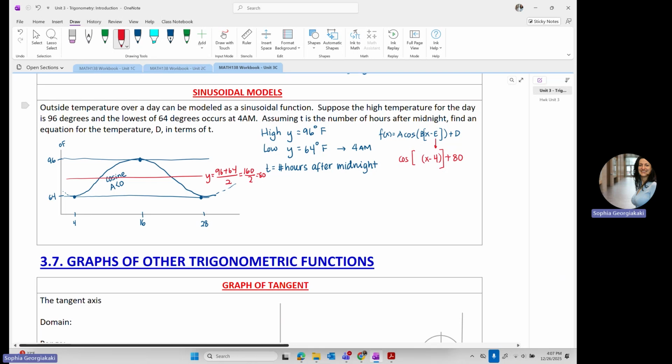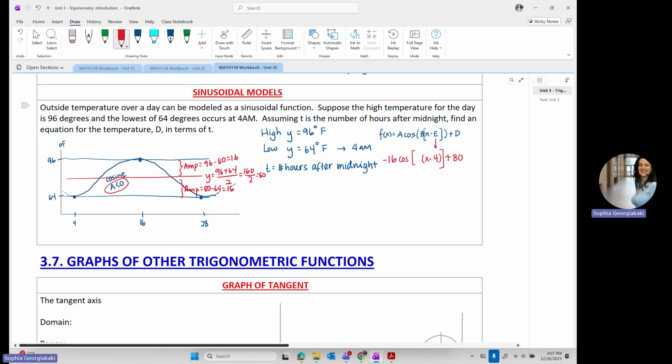What is the amplitude? The amplitude is 96 minus 80, which is 16. It is also 80 minus 64, which is again 16, but A is negative. So my A will be negative 16.